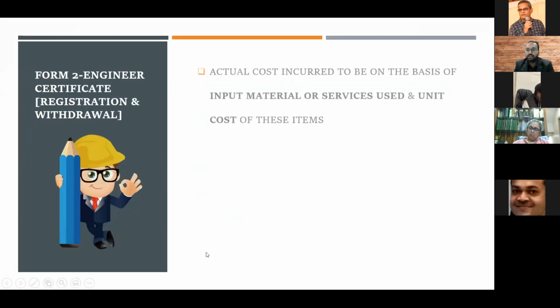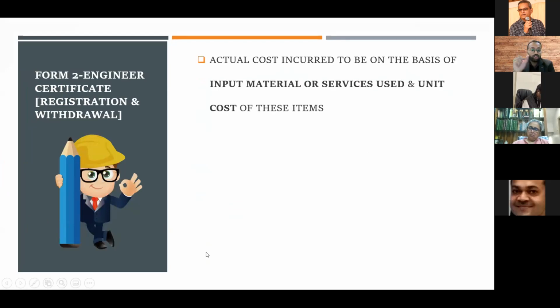Next important change in form 2 is actual cost incurred. First, our estimated is done. Next is actual cost incurred to be on the basis of input material or services used and unit cost of this item. Earlier it was only on the basis of estimated. That's it. But here it is now said that whatever material or services are actually used and the unit cost of that particular item, on that basis only you have to include the actual cost. So the working on the part of the engineer is increased, that he has to actually mention these details, that which input material and services were used.